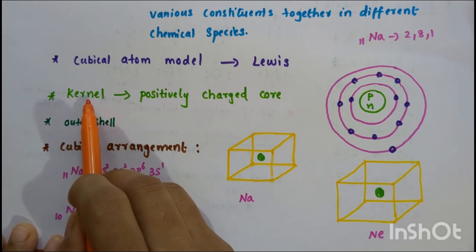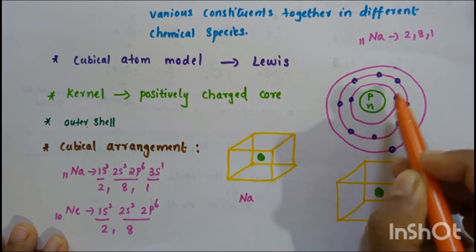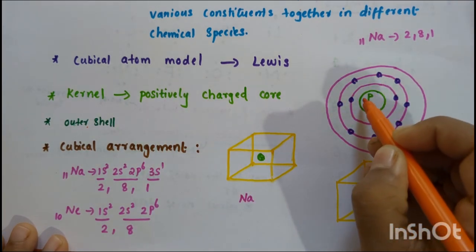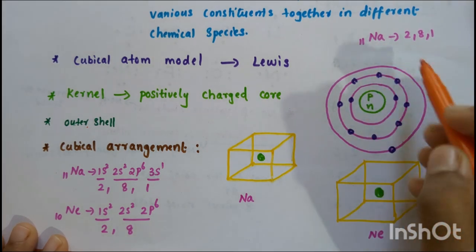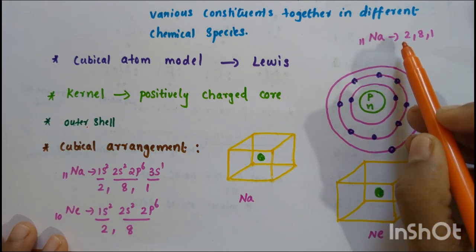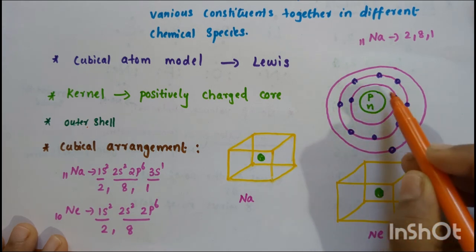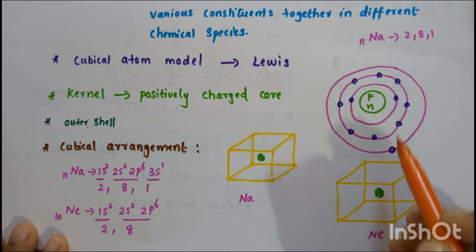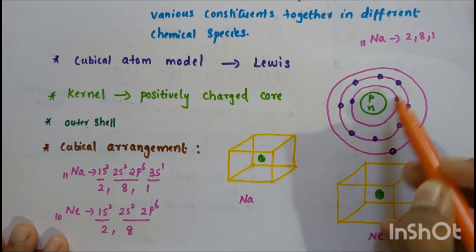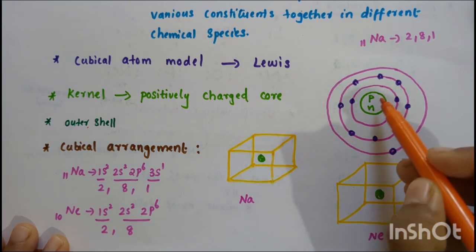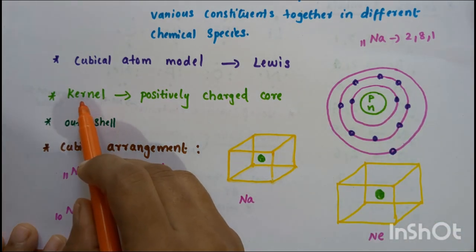Kernel is the positively charged core consisting of the nucleus plus the inner electrons. In the nucleus, we have the positively charged protons and neutral neutrons. For example, if you consider sodium, its atomic number is 11, so the electronic configuration will be 2, 8, 1. In the first shell we have 2 electrons, in the next shell 8 electrons, and in the outer shell 1 electron. These are the inner electrons and this is the outer electron. The positively charged core plus these inner electrons together is called the kernel.